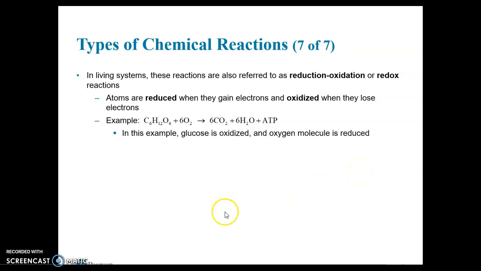And something that you can use to help you remember that is the mnemonic device OIL RIG. That's something used in chemistry to help you remember oxidation is loss, reduction is gain, and loss means loss of electrons, gain means gain of electrons.